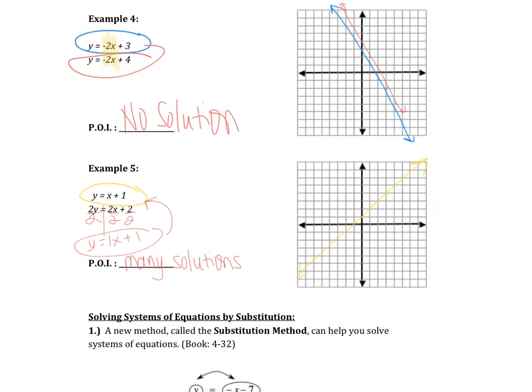So we are going to take a look at the substitution method tomorrow, but this is just kind of an idea of how to graph and to find your solution.